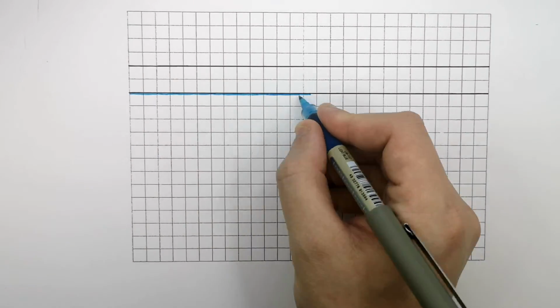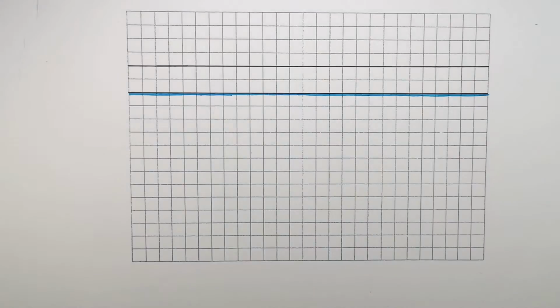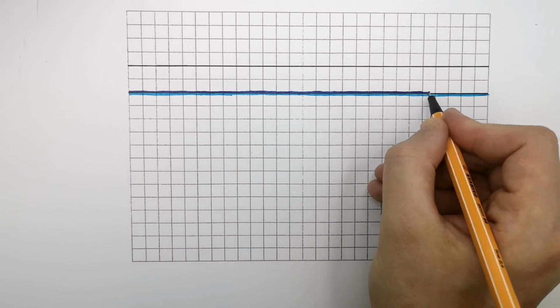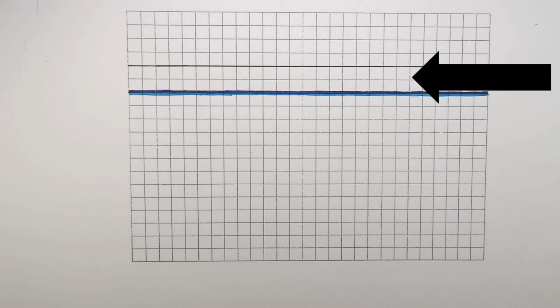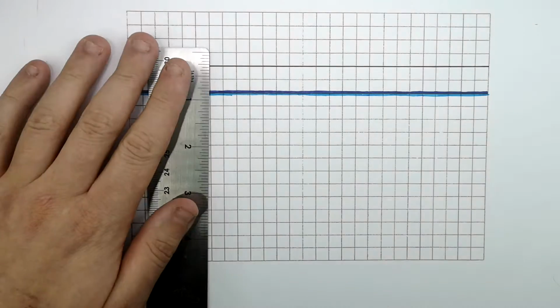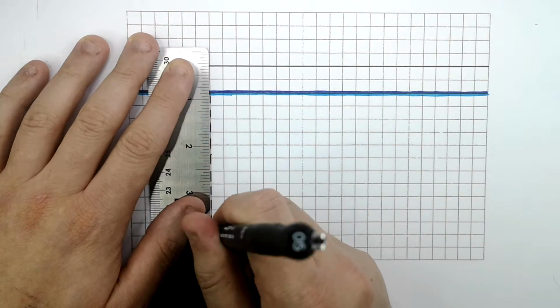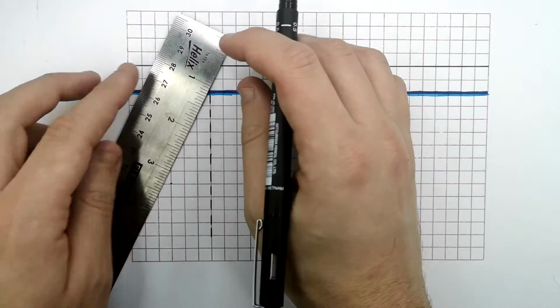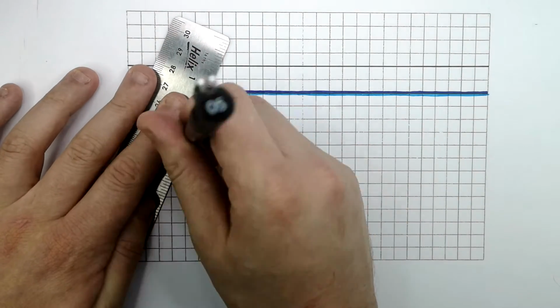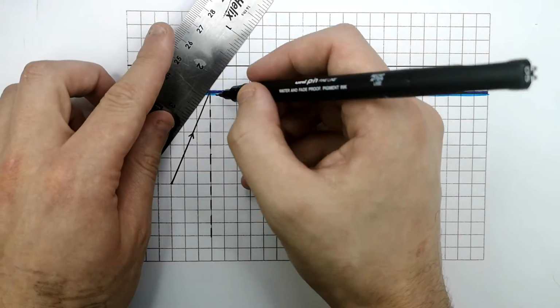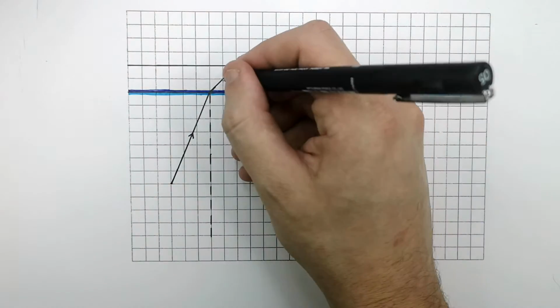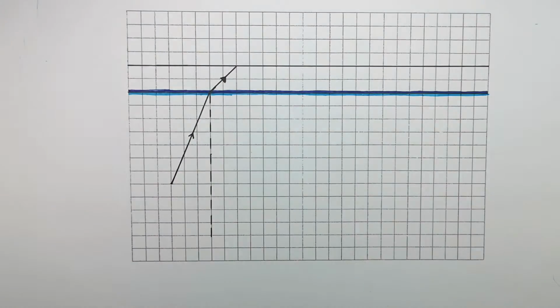This here is an optically more dense medium, and this is an optically less dense medium. So this could be glass, and this medium could be water or air. I'm now drawing the normal, 90 degrees to the boundary. This is the incident ray that approaches the boundary. And the incident ray passes from the glass into the less dense air, and it refracts away from the normal.